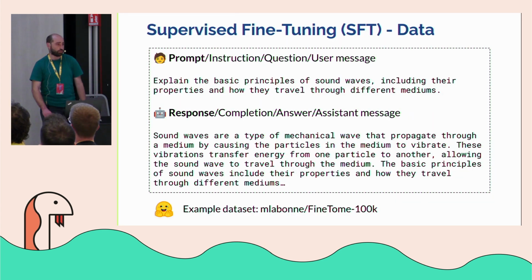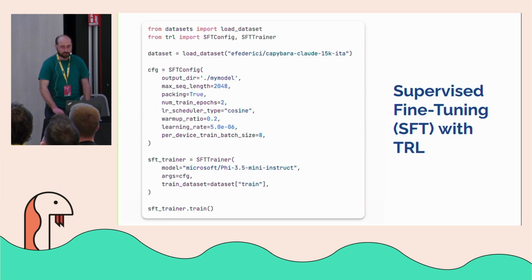We start with supervised fine-tuning. This is the kind of data you need, so a prompt or instruction, and a response. And with a good number of examples, your model can learn and generalize from this. And let's take a look at how to do this with TRL.